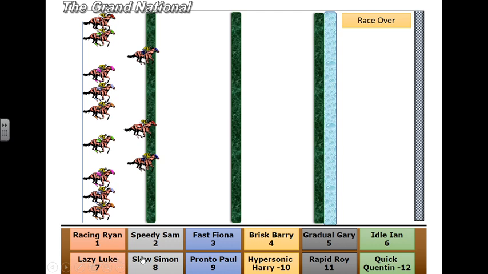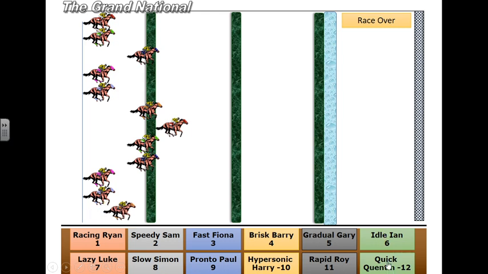Next option is going to be 6. I'll roll again. I'll roll again, so it's going to be 12 this time. Roll again, 6 again. Roll again, 4. 5.